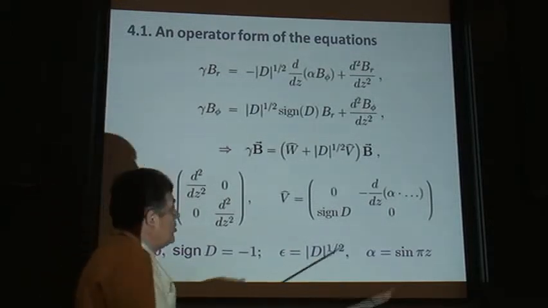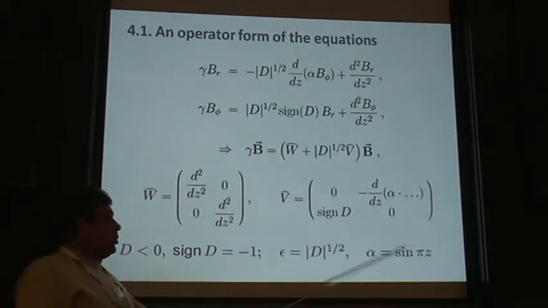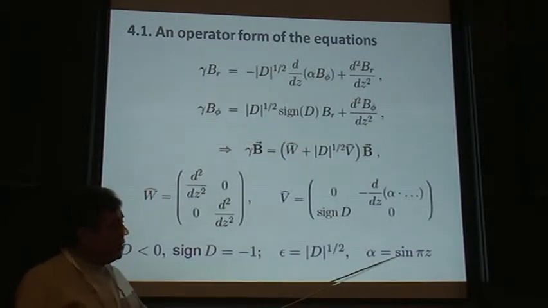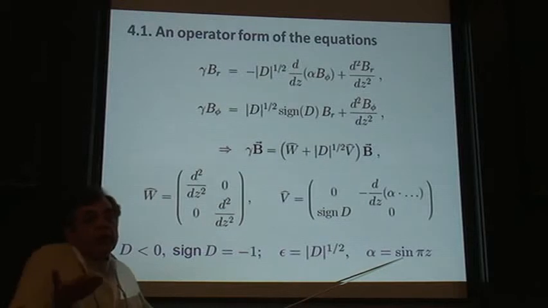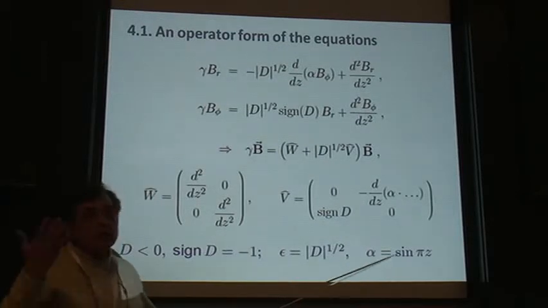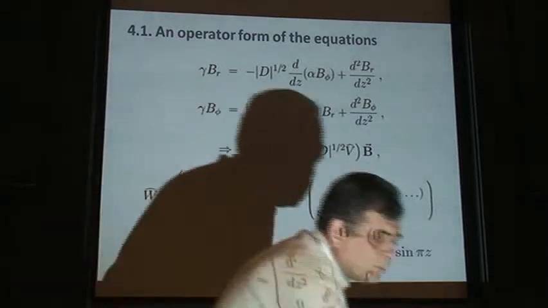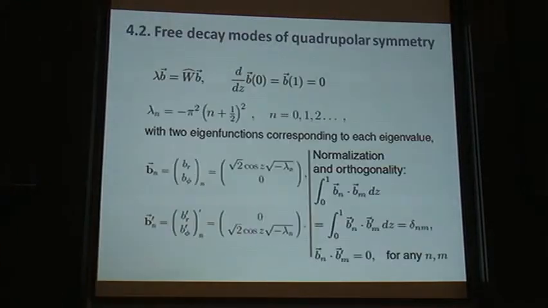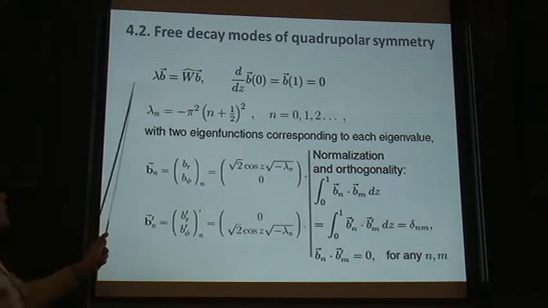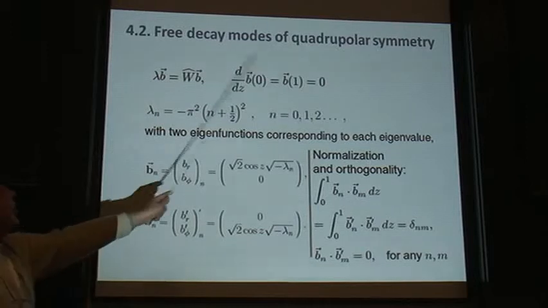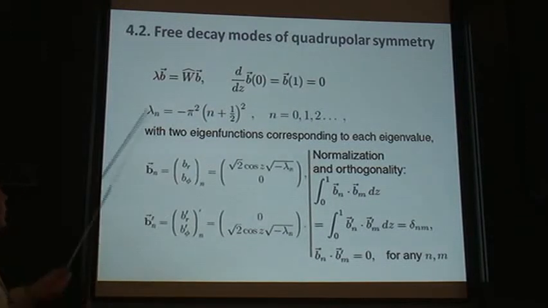And for the sake of definiteness, to make my calculations down to the end, I will assume some specific form for alpha, sine of pi z. You can choose anything you want, if only you will be able to apply the integral, it will be good enough. So, first step, solve the unperturbed equations with these boundary conditions. It's easy to solve, right?